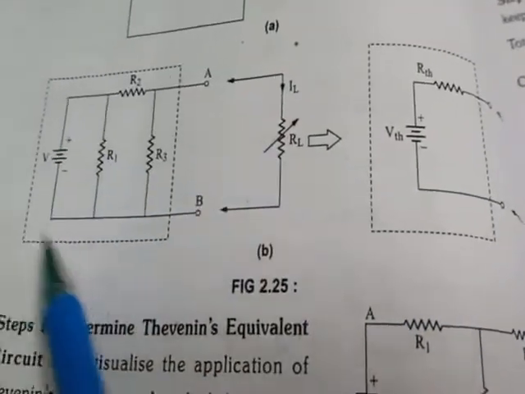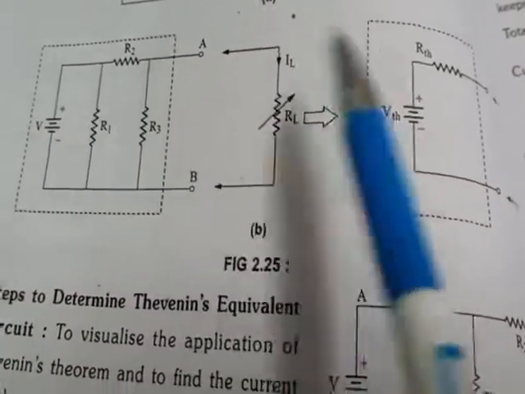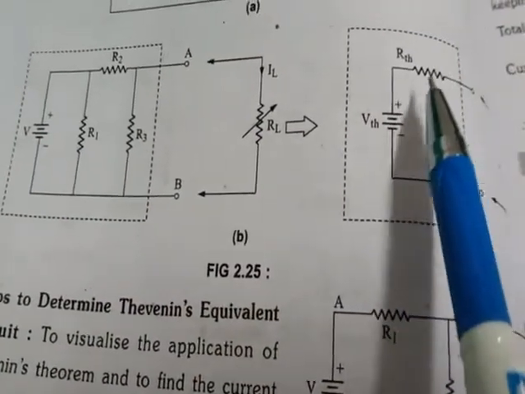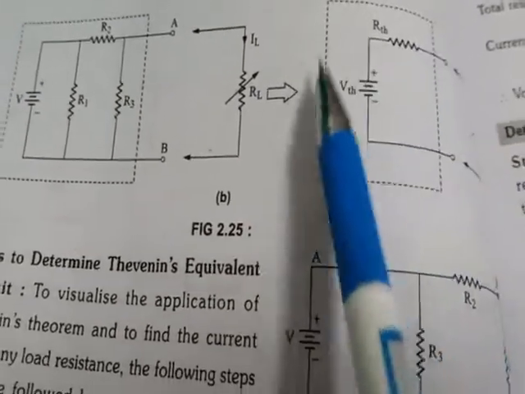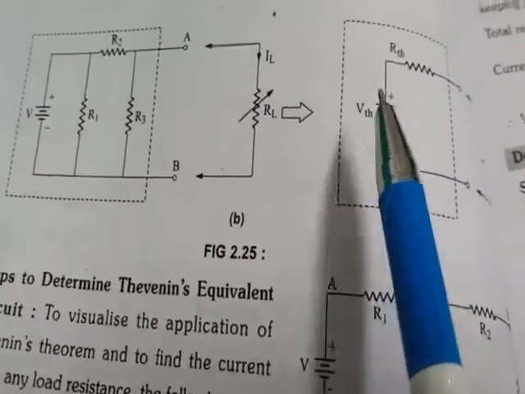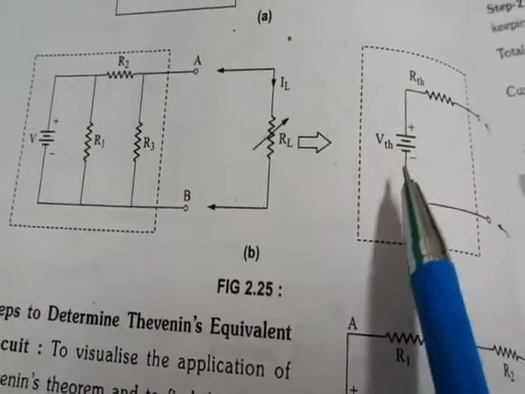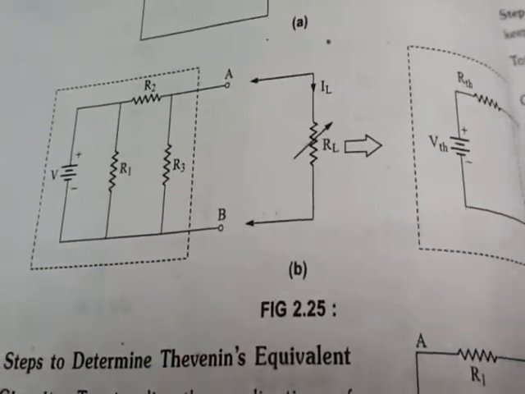So this network has to be solved in order to get a voltage source connected in series with a resistance, that is RTH. So this circuit we need to solve. For that we need to follow a few steps. Let us see how to solve the circuit step by step.